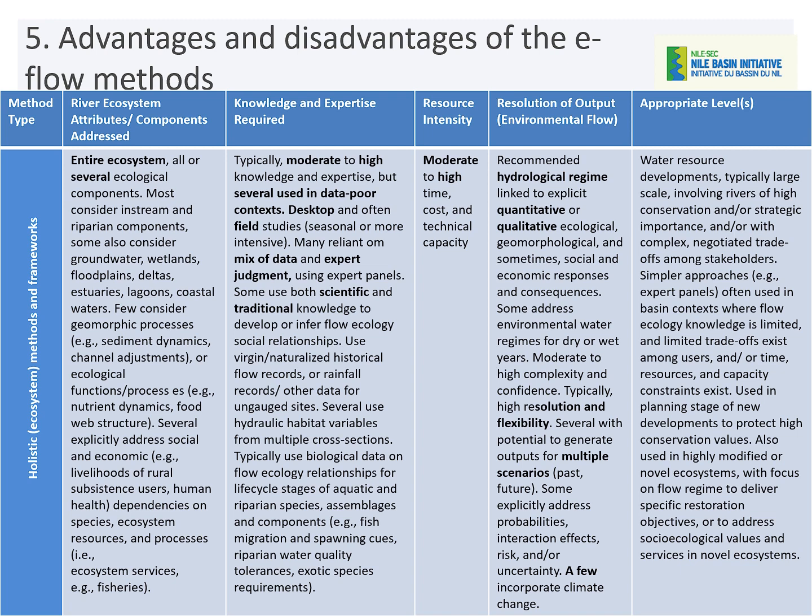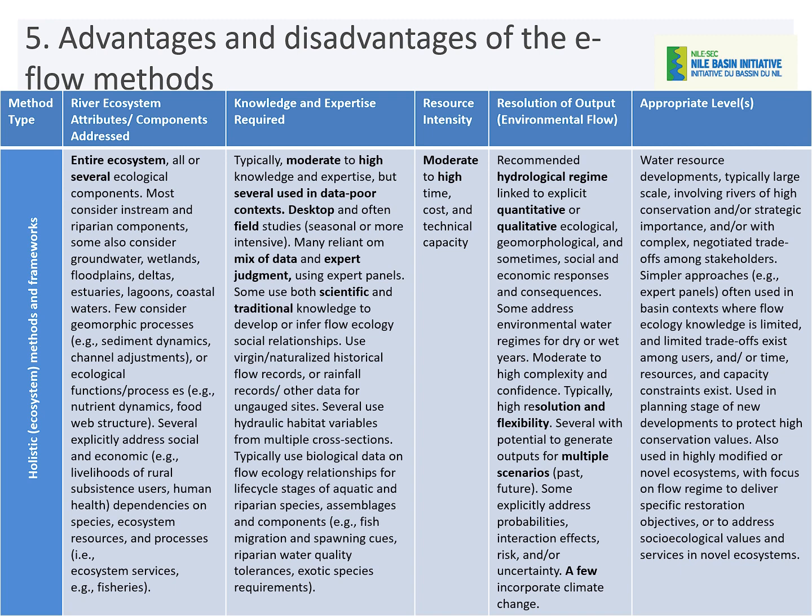They use virgin or naturalized historical records or rainfall, other data for ungauged sites. Several use hydraulic habitat models and data and variable information from multiple cross-sections. Typically use biological data on a few ecological relationships for life cycle stages of aquatic and riparian species, assemblages and components, for example, fish migration and spawning cues, riparian water quality tolerances, for example. So that's what we presented before. The resource intensity is moderate to high, with time, cost, and technical capacity required. Resolution of output is for the environment.